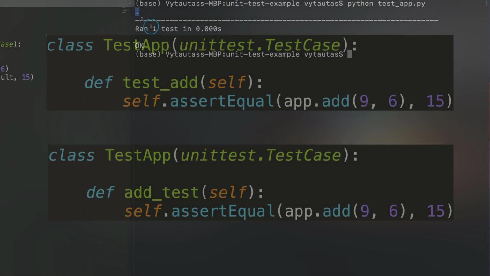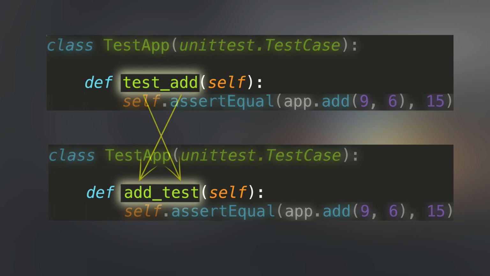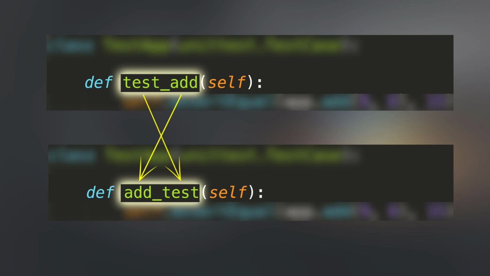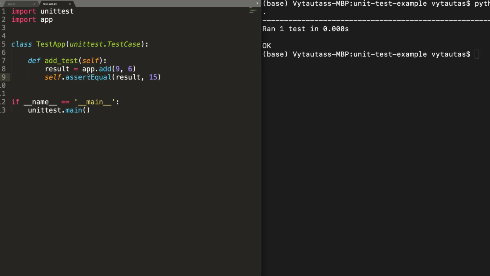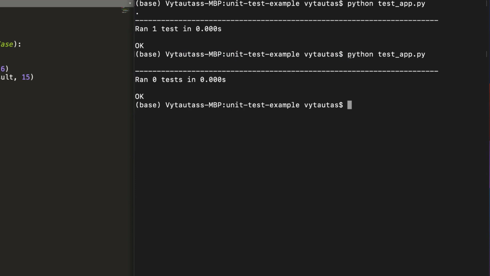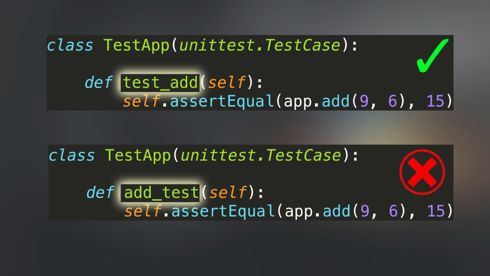Remember when I told that methods for testing must start with test_? What if we break this rule? For example, let's change the method name from test_add to add_test. Let's run the test code again. And in the output we can see that the number of tests is 0. So remember, for all times, start your testing methods with test_.